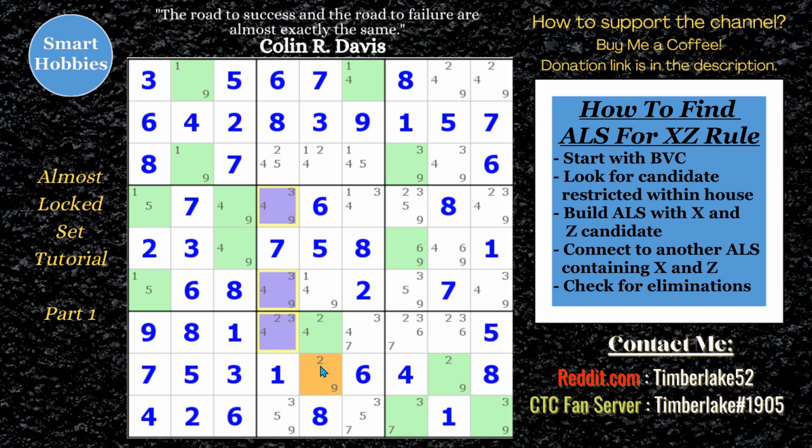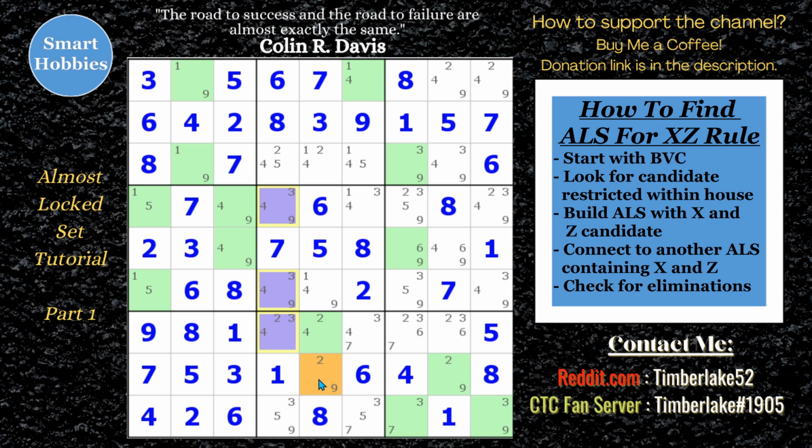So if you come over here and go, oh, well, this 2 and this 2 are restricted common candidates. They are in the same block, and they both see each other. Awesome. So that's the second thing about identifying a valid ALS-XZ for eliminations. And then 3, check for another common candidate where eliminations can be made.